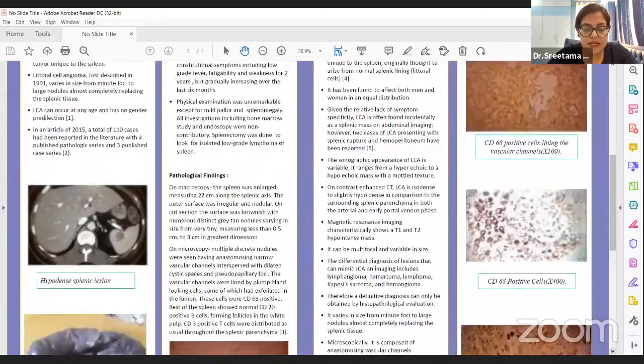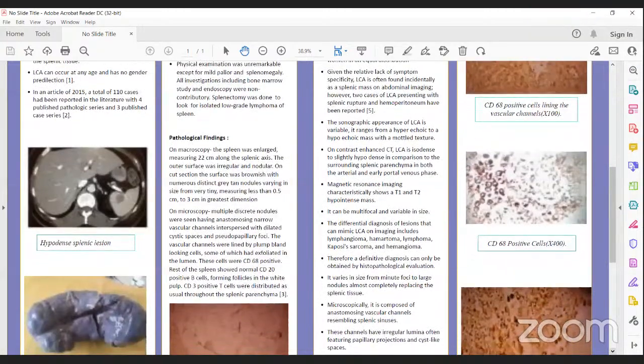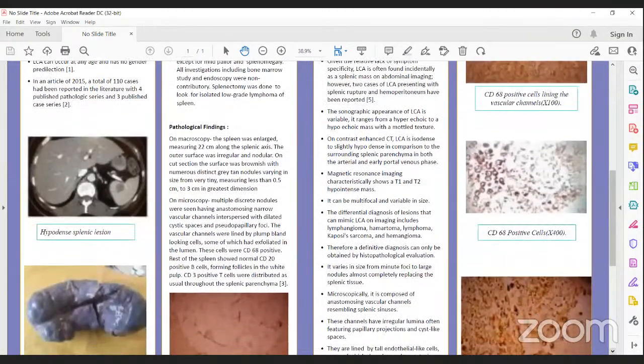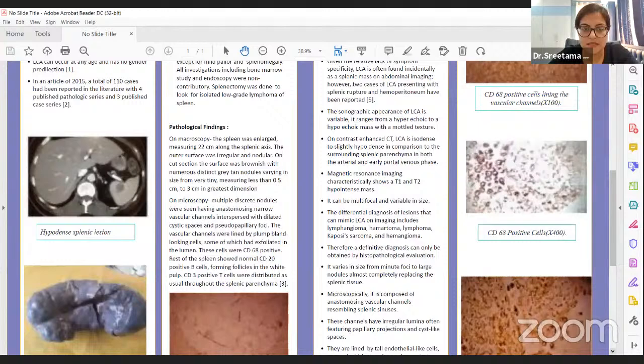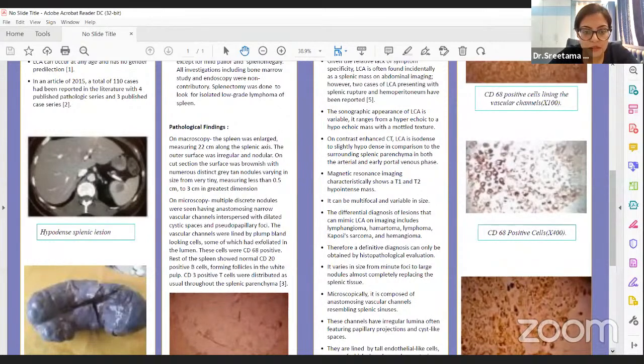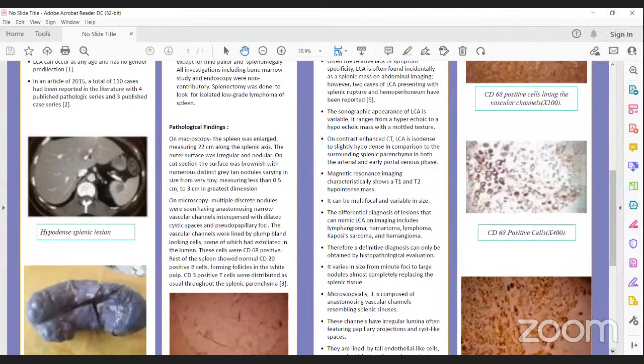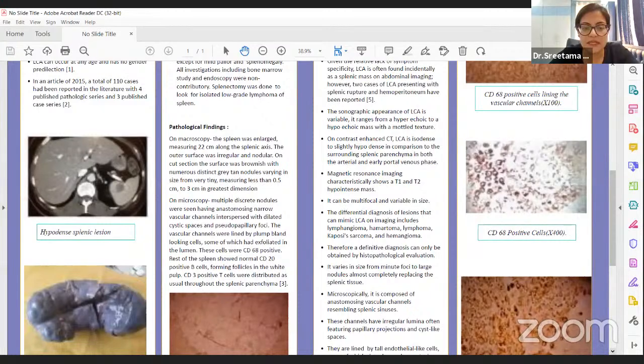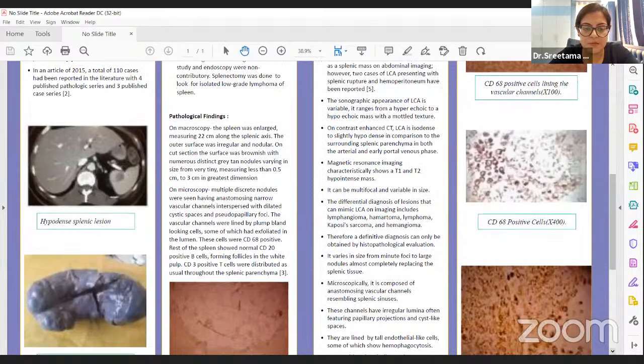Coming to the pathological findings, on macroscopy, the spleen was enlarged, measuring 22 along the splenic axis. The outer surface was irregular and nodular. On cut section, the surface was brownish with numerous distinct gray tan nodules varying in size from very tiny, measuring less than 0.5 centimeter, to 3 centimeter in greatest dimension.